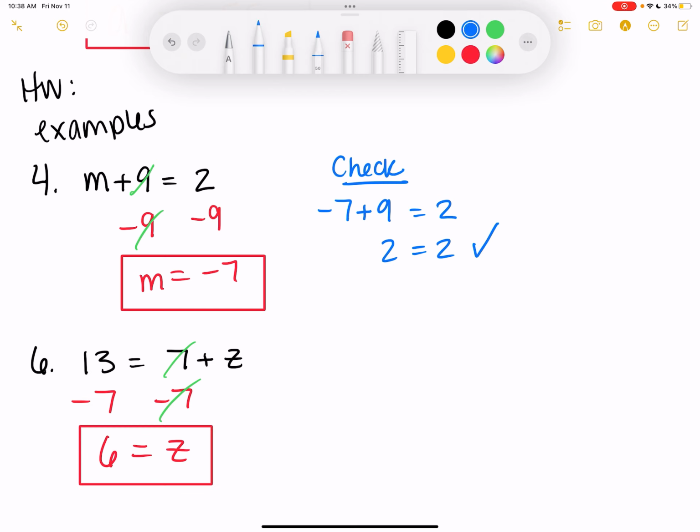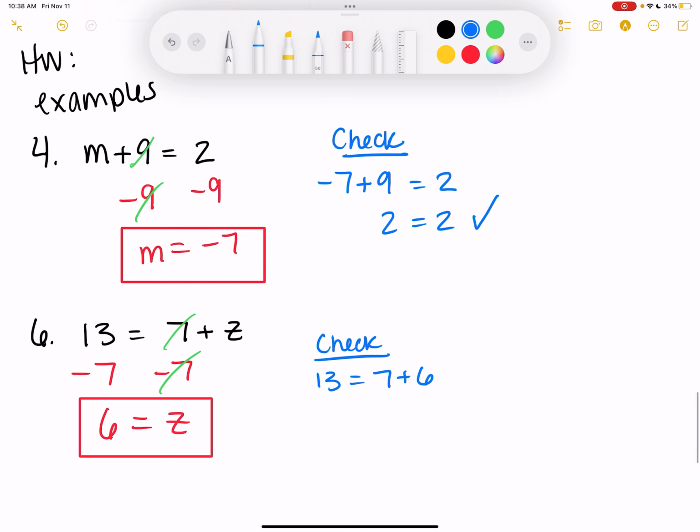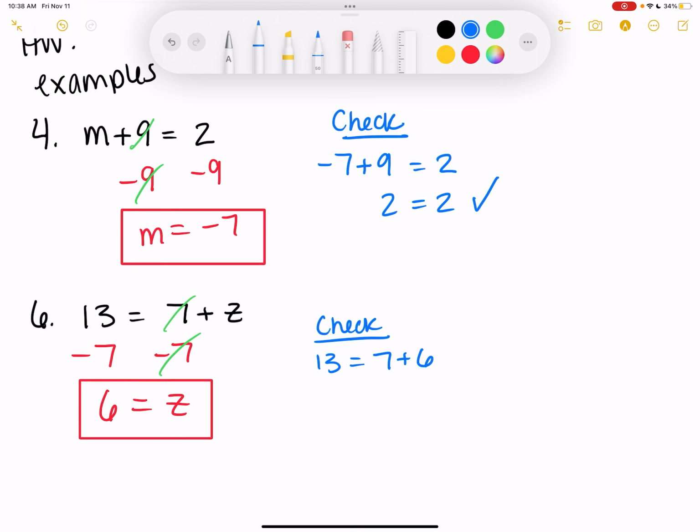So then to check, we plug it in for z. So we get 13 is equal to 7 plus 6. So what is 7 plus 6? 13. So 13 equals 13. So that means it's right.